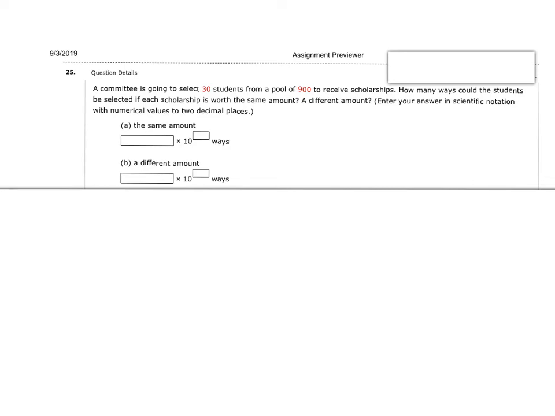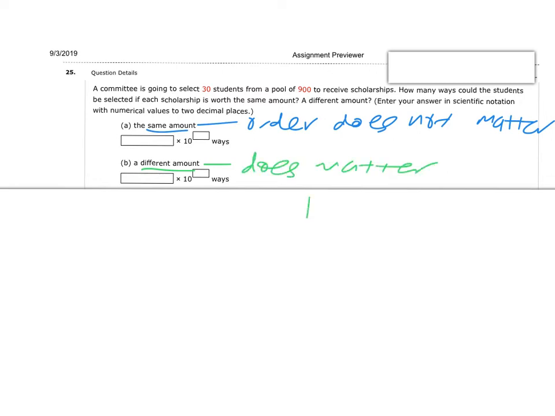All right, next up here, it says a group of 30 students. A committee is going to select 30 students from a group of 900 to receive scholarships. How many ways could the students be selected if the scholarships are worth the same amount or a different amount? So same amount here, really what that's trying to tell me is that order does not matter because everyone's getting the same amount. I wouldn't care if I got picked first or last. Whereas this one, being a different amount, order does matter. And so really that is the difference between the permutations. So this one is going to be 900P30. And this one up here will be a combination.